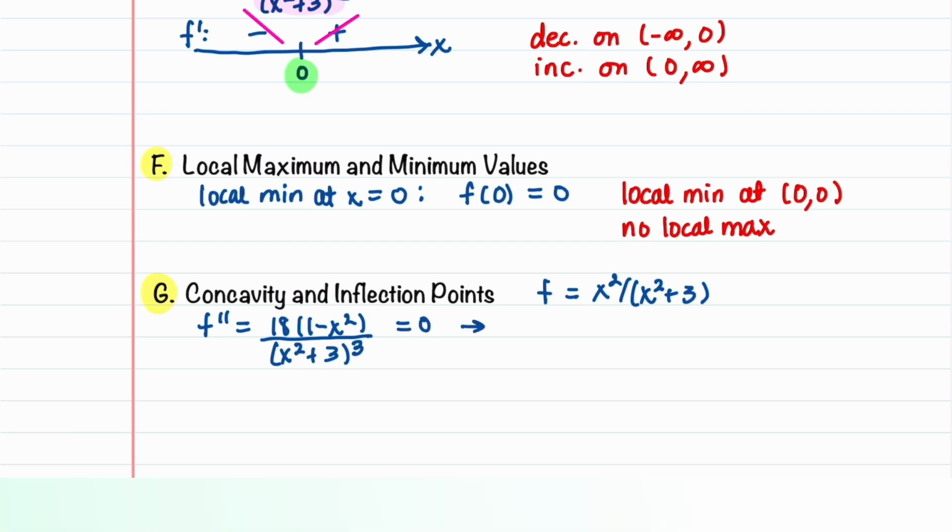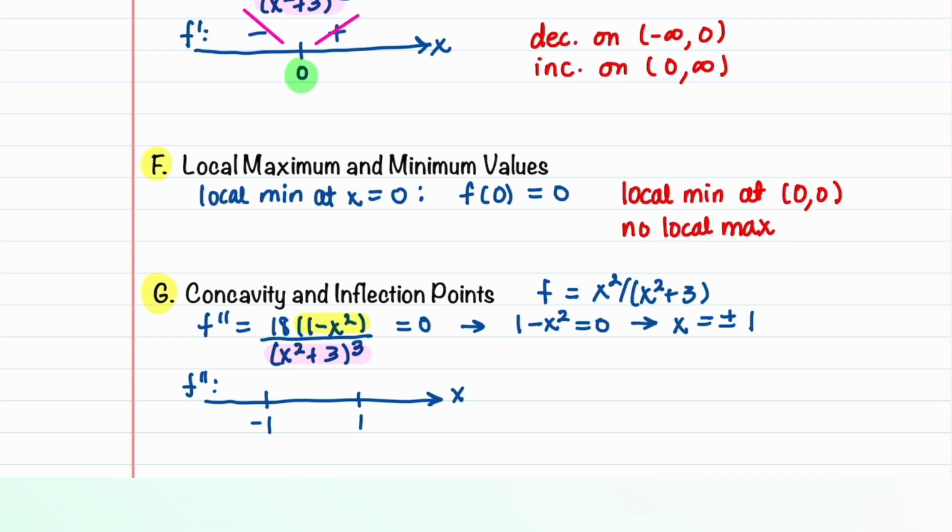So this is just where 1 minus x squared is equal to 0. And this gives us that x is plus or minus 1. Let's now go ahead and draw our number line. And now we're going to put 2 points on it, minus 1 and 1. And we are looking at the value of f double prime. Because our denominator is always positive, to find the value of f double prime, we really just have to look at this term right here and see if it's positive or negative.